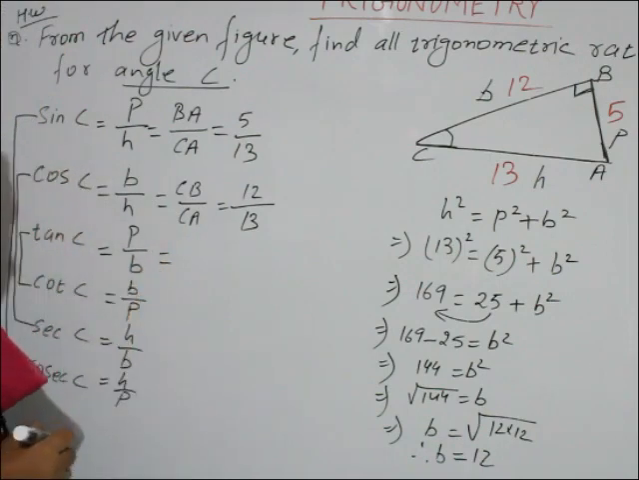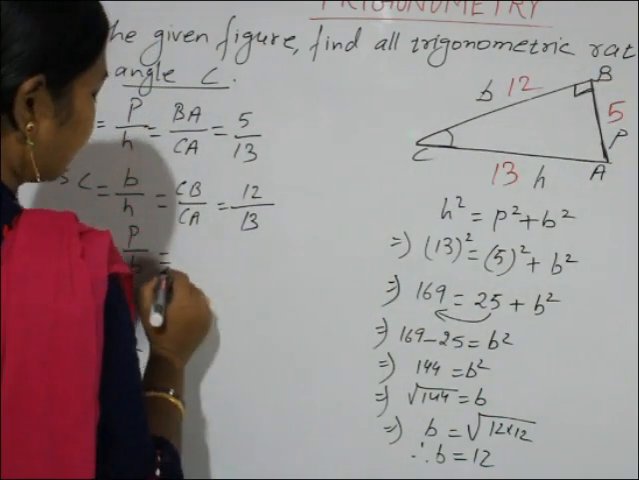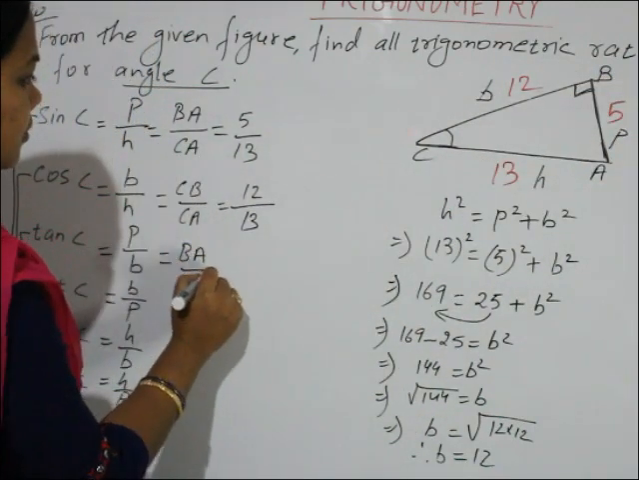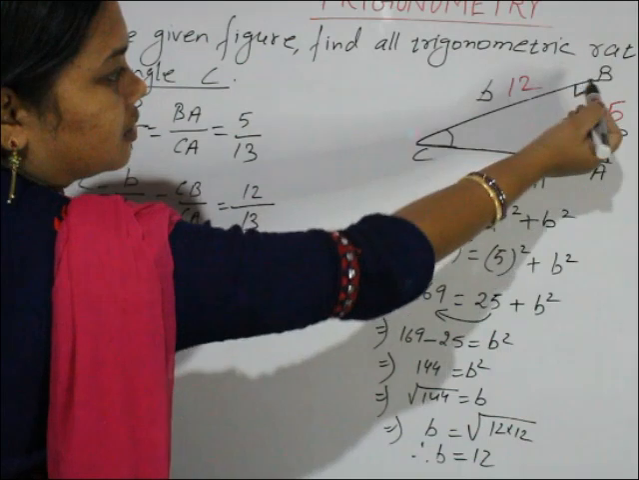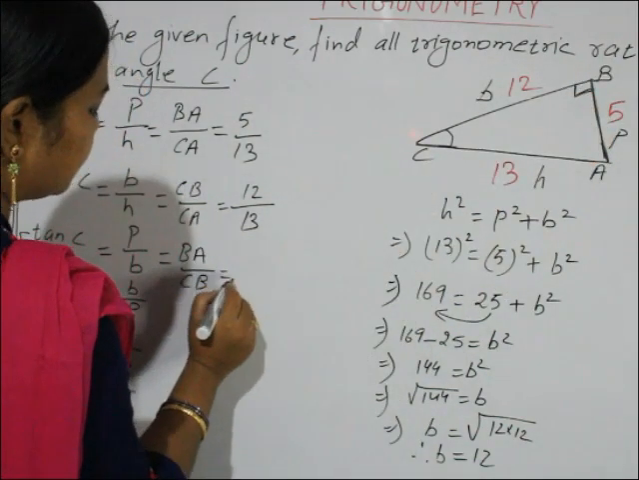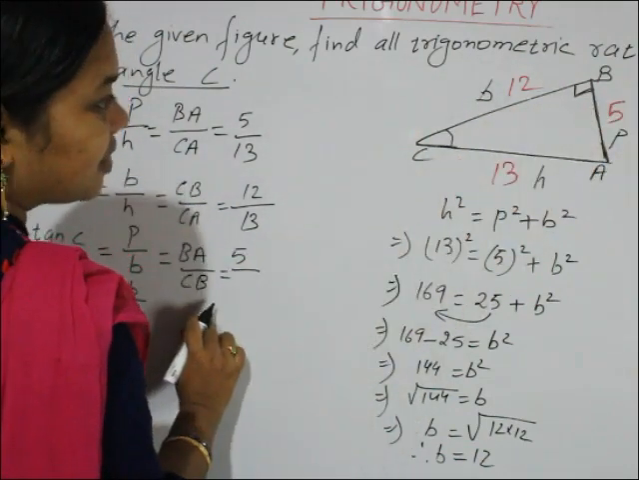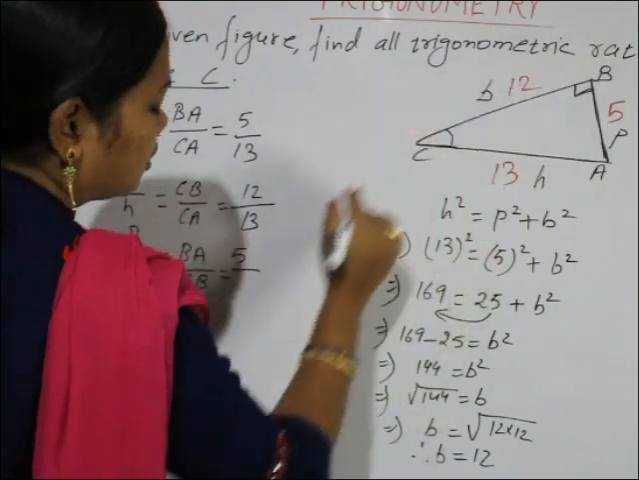Tan is P by B. Where is P? BA. B is the base, CB. What is the BA value? 5. What is the CB value? 12.